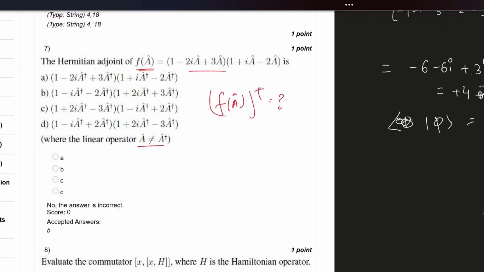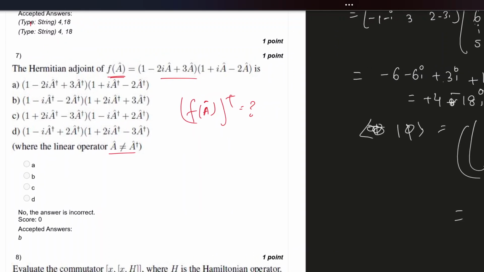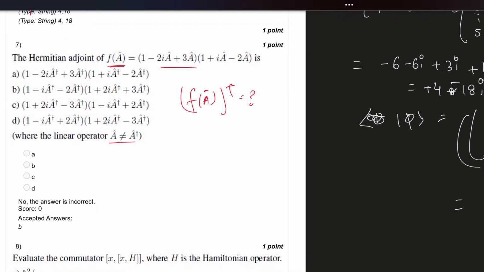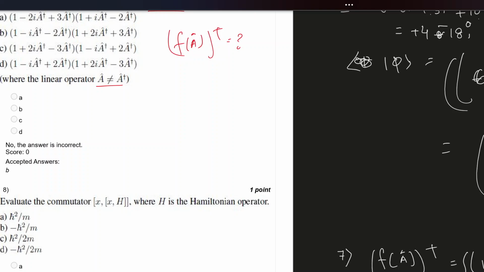f of A whole dagger, you have to find out. This is the Hermitian adjoint definition. So f of A is minus 1 minus 2iA plus 3A multiplied by 1 plus iA minus 2A. This whole product's whole dagger. Basically A into B whole dagger is B dagger A dagger. So that same thing happens. This term comes first. So 1 plus iA minus 2A, dagger, multiplied as a product with 1 minus 2iA plus 3A, dagger.